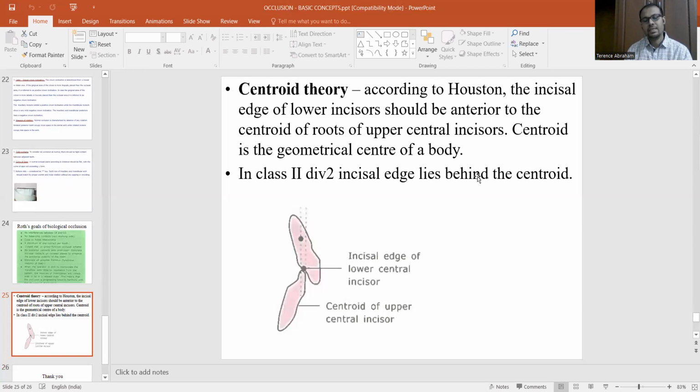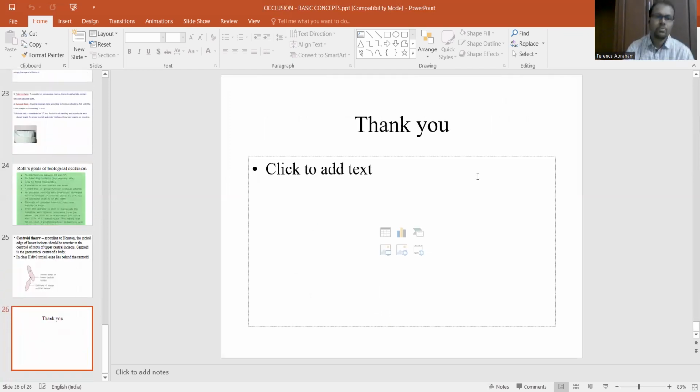In case of class 2 division 2, we can see there will be a lingual inclination of the maxillary anterior teeth. Because of this lingual inclination, the incisal edge lies behind the centroid of the maxillary anterior root. According to the centroid theory, the lower incisal edge should be ahead of the centroid of the upper anterior root.